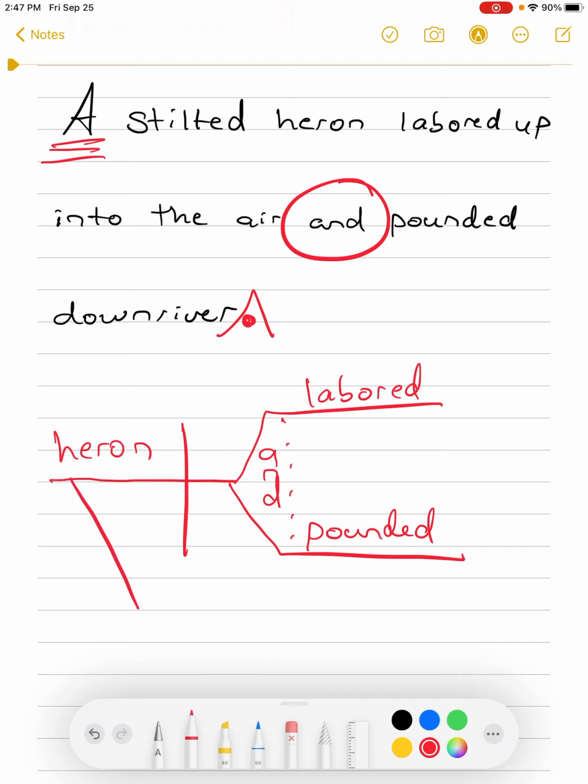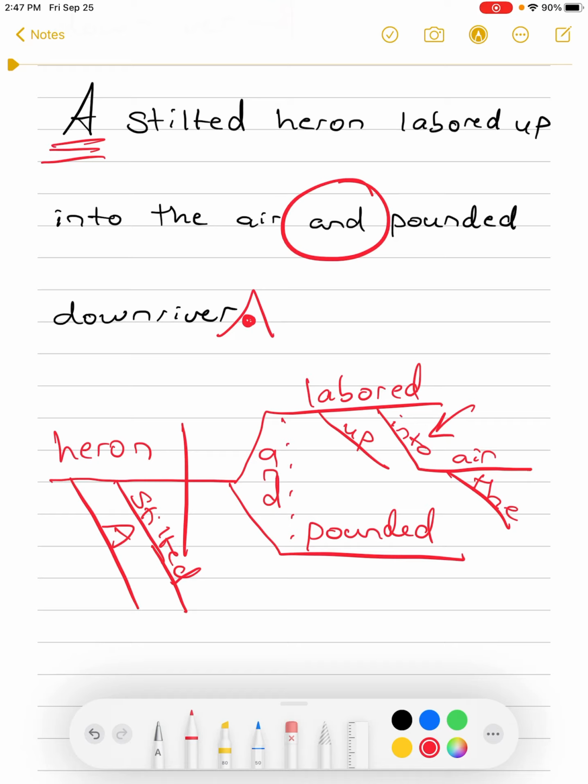Everything else is just description, and stuff that describes goes underneath the word it describes. So I need two lines under here, and I'm going to have a and stilted, a stilted heron, labored. Where did it labor? It labored up and into the air. Remember, prepositional phrases are slanty flat lines, and the preposition goes on the slanty line, the object of the preposition goes on the flat line, and anything that modifies the object of the preposition goes underneath.